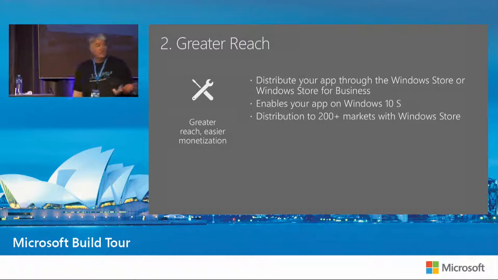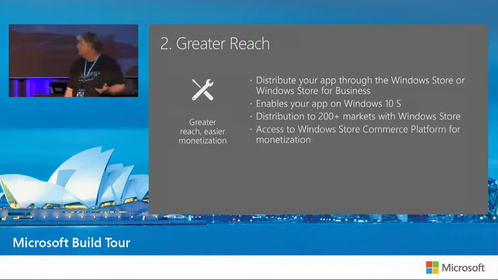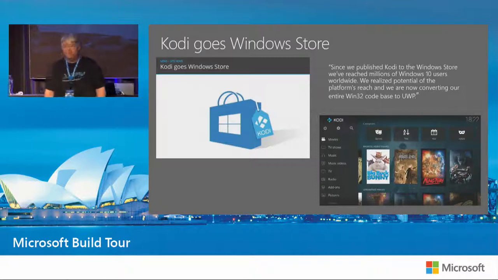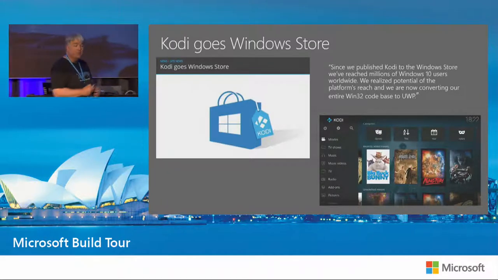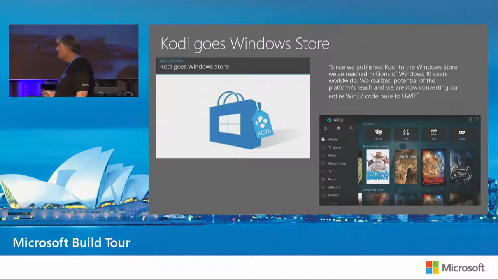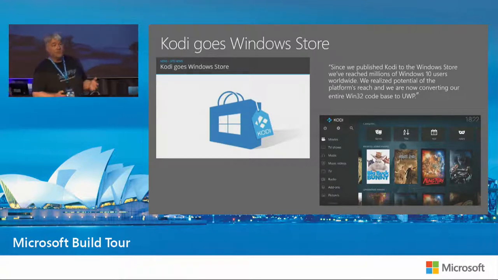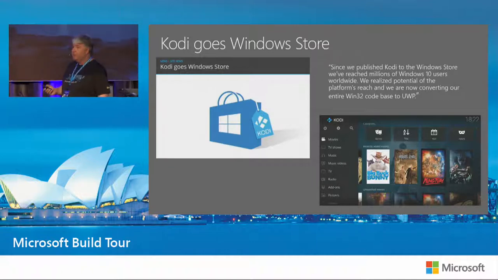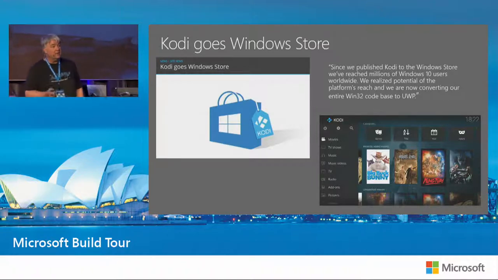Through the Windows Store, of course, you get access to a wide variety of markets. You can add store APIs for monetization. And here's an example of a very successful Win32 application that was published to the Windows Store last September. Since that time, they've had millions of downloads by users. Users were coming to the store, searching for their application, not finding it. And so they put their app in the store. And this is a very complicated app. It's a media player, entertainment hub.